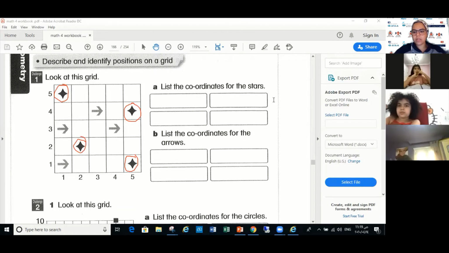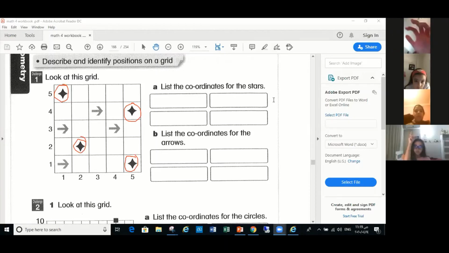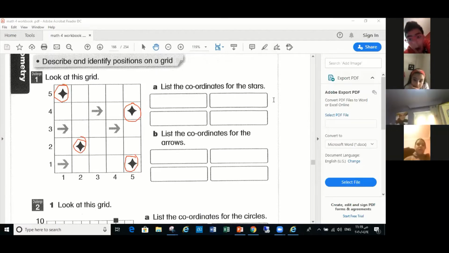He wants you to write the coordinates of the stars. So who's going to answer these questions with me? Who did this before? Layla, good morning. Did you answer this question? Yes. Okay. So what is the coordinate for the first one? Choose any one. 1, 5. 1 and 5. Very good. So Layla chose this one. Thank you so much.